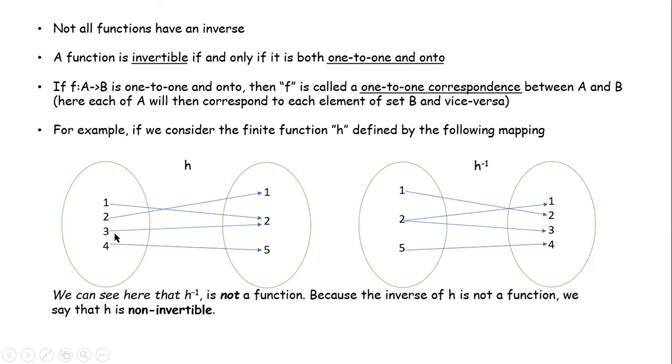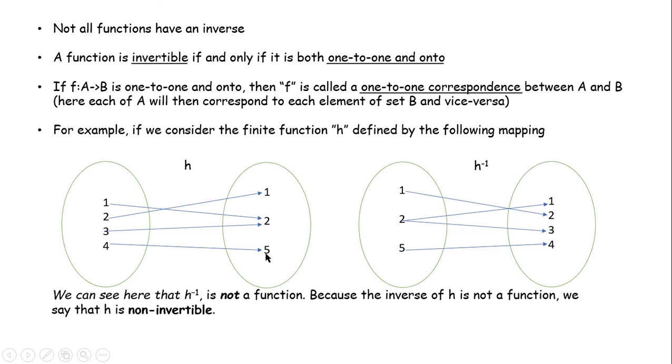3 from set A is assigned the value 2 from set B. So both 1 and 3 have the same image 2. And 4 from set A is assigned the value 5 from set B. That means the image of 4 is 5.